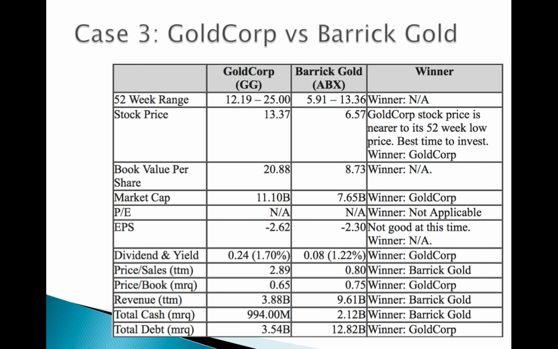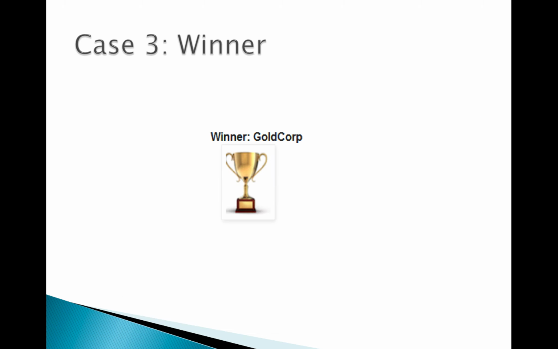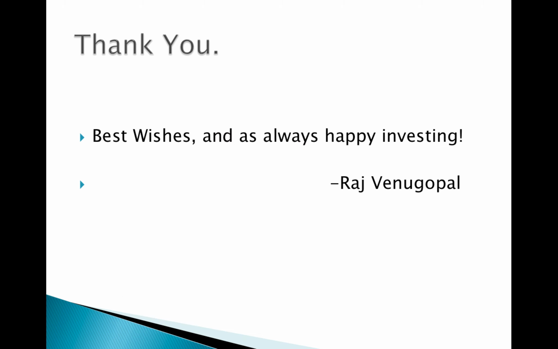Revenue, higher the better. Winner is Barrick Gold. Total cash, higher the better. Winner is Barrick Gold. Total debt, lower the better. And the winner is GoldCorp. And let's see who the winner is. The winner is GoldCorp.